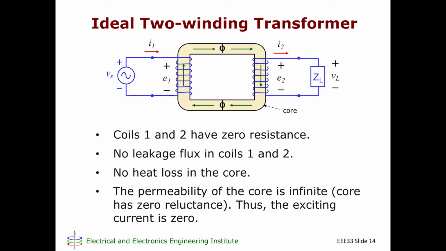So if the permeability is infinite, then that means the exciting current is zero. How do we define again exciting current? That is the current that will flow when there is no load, when this is taken out. So with no load, in an ideal transformer, I1 will be equal to 0.